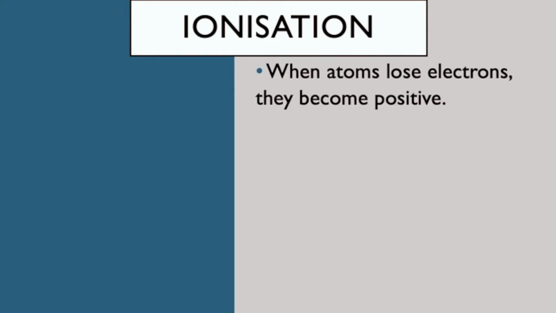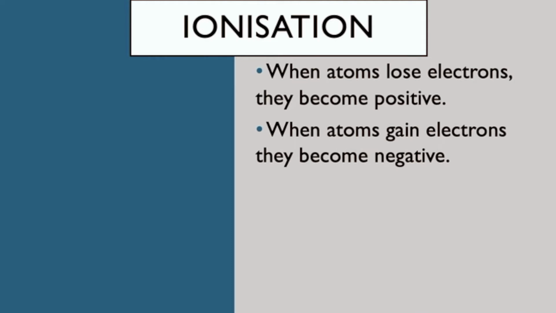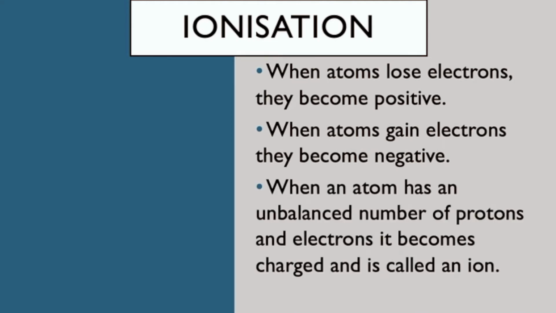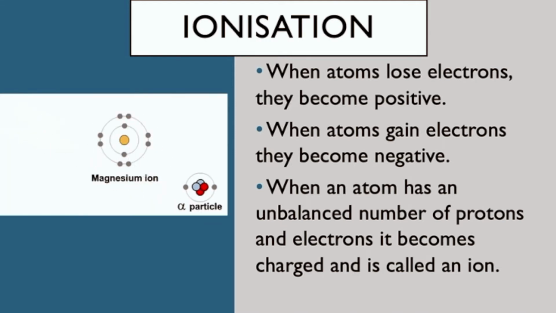So when atoms lose electrons, they become positive. When atoms gain electrons, they become negative. When an atom has an unbalanced number of protons and electrons, it becomes charged and is called an ion. Okay, and here's our three examples again. All of these examples were actually taking electrons away from the atom and making the particle charged up positively.